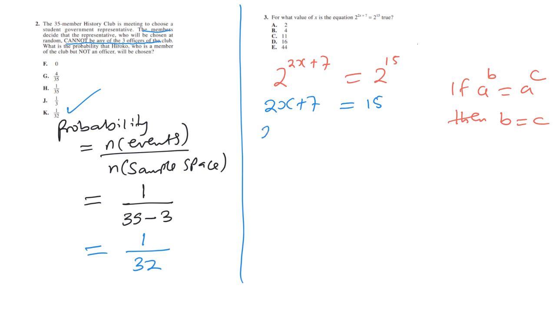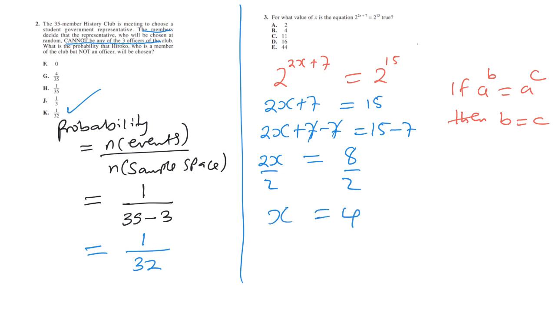Let's solve this. 2x plus 7 minus 7 equals 15 minus 7. And therefore, this is 2x equals 15 minus 7, you're going to get 8. Divide by 2, divide by 2. So what is x? x is equal to 4. Do we have a 4 appearing anywhere in the answers given to us? I see B as the right answer. So this is really very interesting.